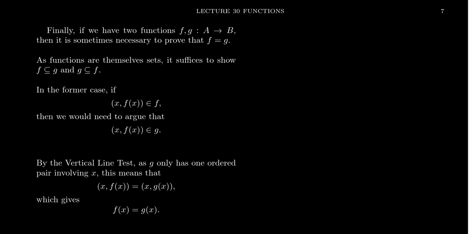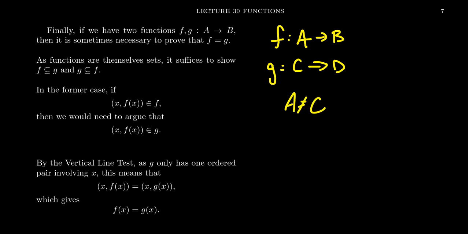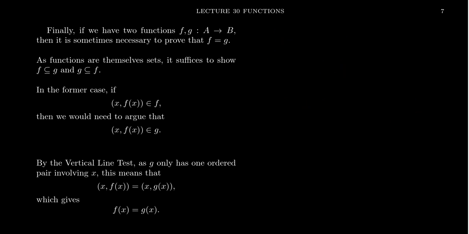Now, I should mention, if you have two functions and their domains and codomains differ, so if you have a function from A to B and you have a function from C to D, and A doesn't equal C, or B doesn't equal D. If their domains are mismatched, they're not the same function. If their codomains are mismatched, they're not the same function. So the only times we have to show that two functions are the same is when the domains and codomains are the same. Okay, so now it's a possibility.